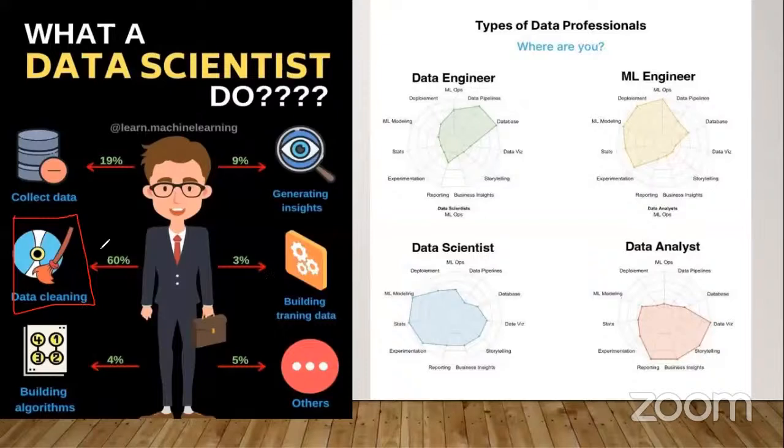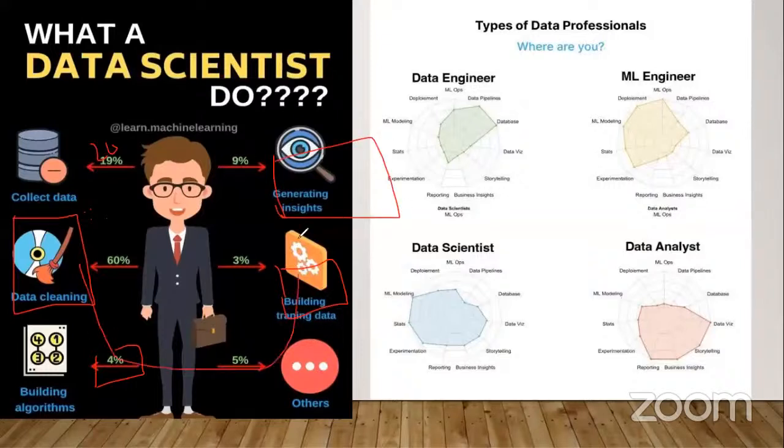So 60% of the time, 20%, he tries to get the data in the desired format. Once we get the data, we try to make it of suitable quality: missing value treatment, visualization. Then we try to make trainable data, and then we build the algorithm. Once we build the algorithm and train it, we evaluate and generate the insights. Okay, guys, that's how the entire cycle will go.